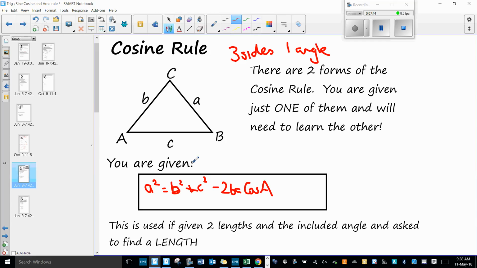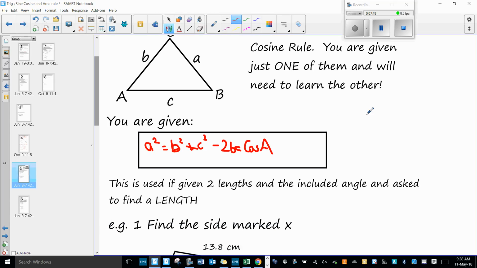Can you read it out? So a squared equals b squared plus c squared minus 2bc cos A.